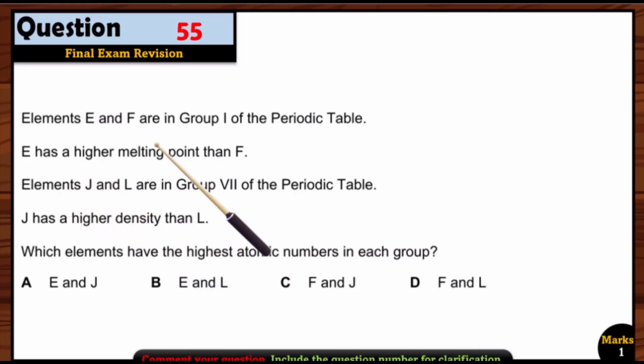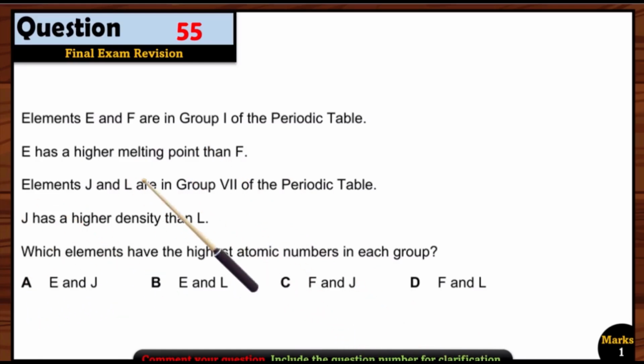So first of all, we have to remember the trend of the melting and boiling points. If you remember, the melting and boiling points are decreasing down the group in group 1. So if they are decreasing and E has a higher melting point, it means E is at the top and F is at the bottom. So which one will have more electrons, or the highest atomic number? Of course, it will be F. Okay, so we have to find the F option. So C or D can be right.